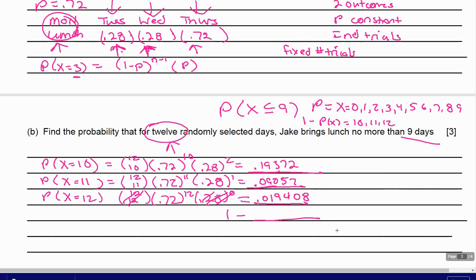This is really common where if there's 10, 11, 12 trials, they'll pick one end, and it'll make it look like you got to do like 8 or 9 of them or 10 of them. And they never expect you to do that. It's much easier to just do the 2 or 3 and then subtract it from 1. Does that make sense? Any questions about that?